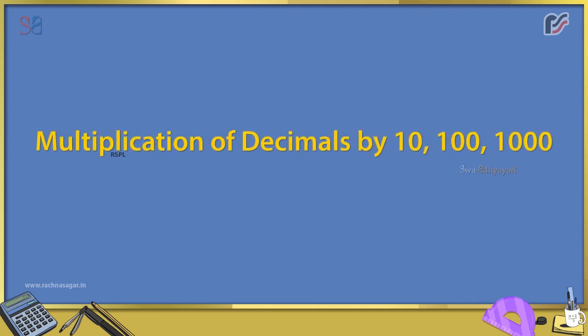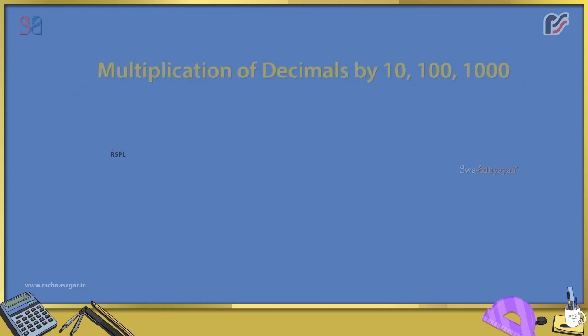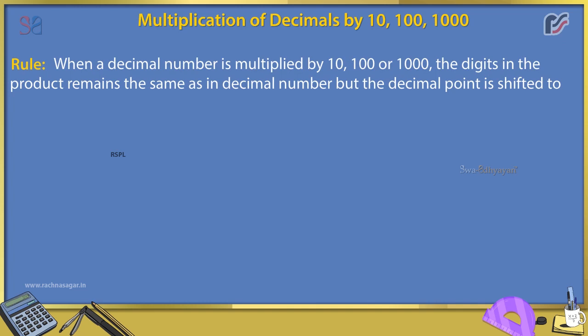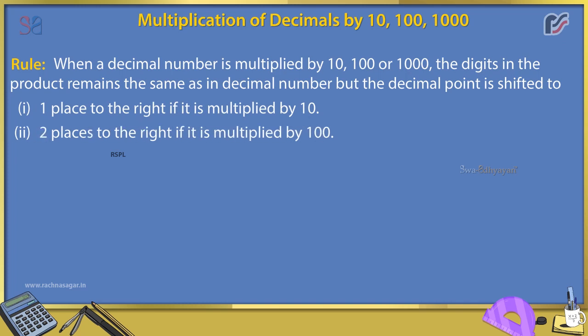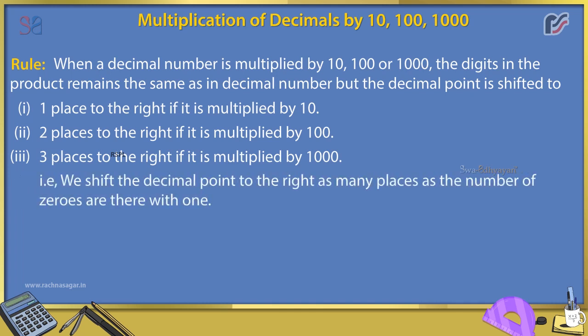Multiplication of decimals by 10, 100, 1000. Rule. When a decimal number is multiplied by 10, 100 or 1000, the digits in the product remain the same as in the decimal number, but the decimal point is shifted: 1. One place to the right if it is multiplied by 10. 2. Two places to the right if it is multiplied by 100. 3. Three places to the right if it is multiplied by 1000. That is, we shift the decimal point to the right as many places as the number of zeros there are with 1.